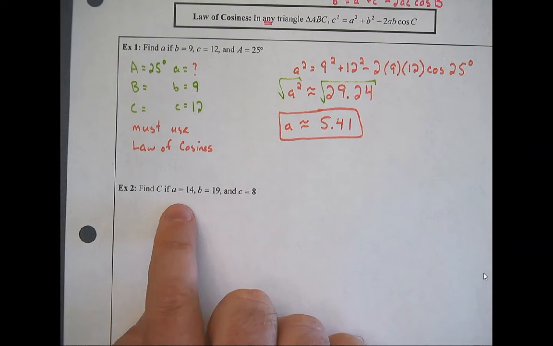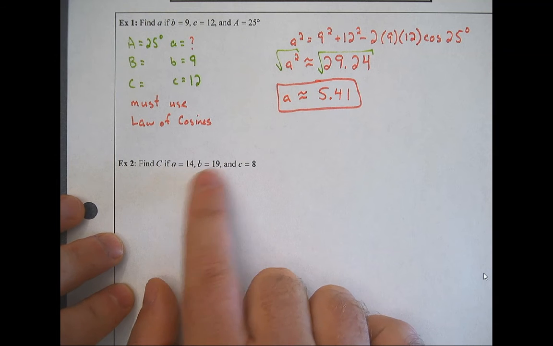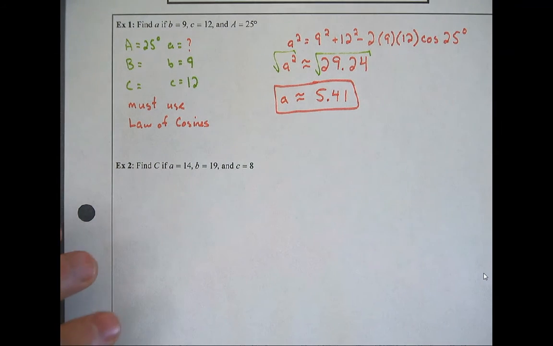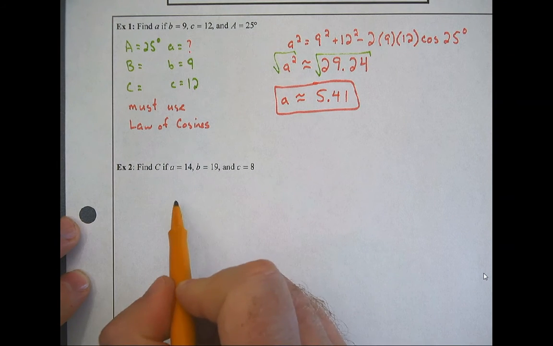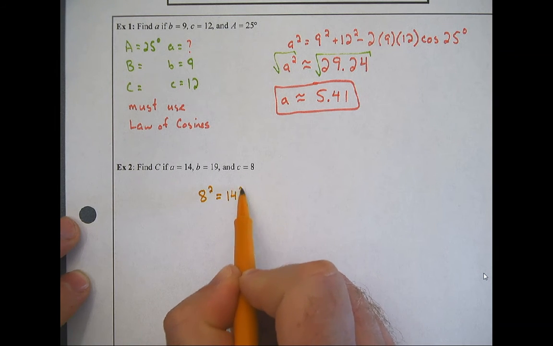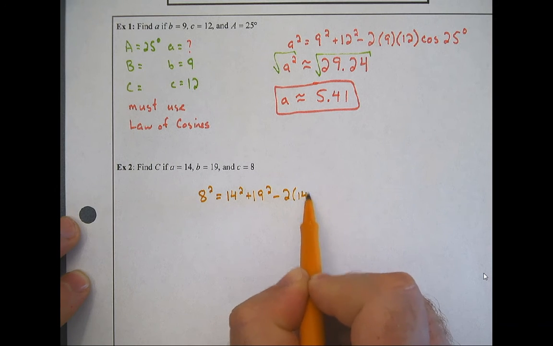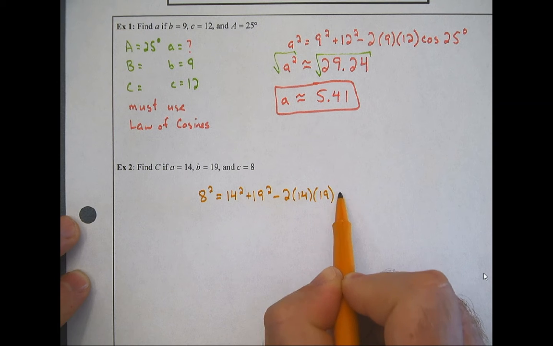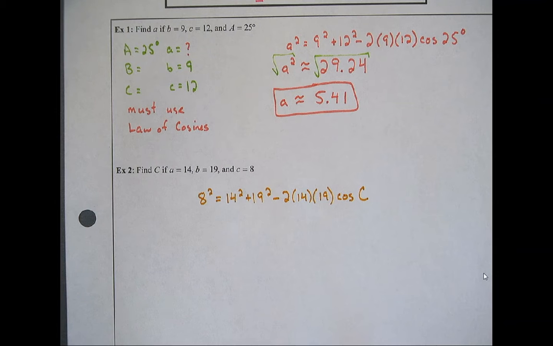Find big C if little a equals 14, little b equals 19, little c equals 8. Right away, I know that's law of cosines because there are 3 sides. Law of sines needs 2 sides and 2 angles. Law of cosines is 3 sides and 1 angle. So we need big C, so that means my equation is going to start with little c. So that's 8 squared equals a squared plus b squared minus 2ab cosine of big C.